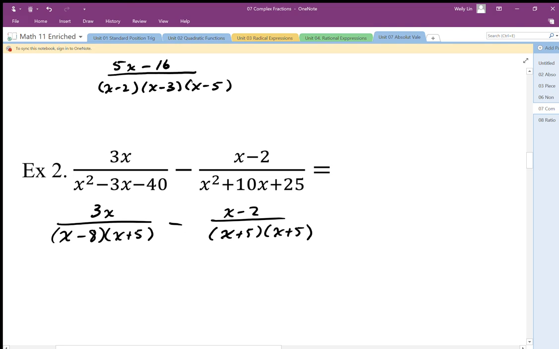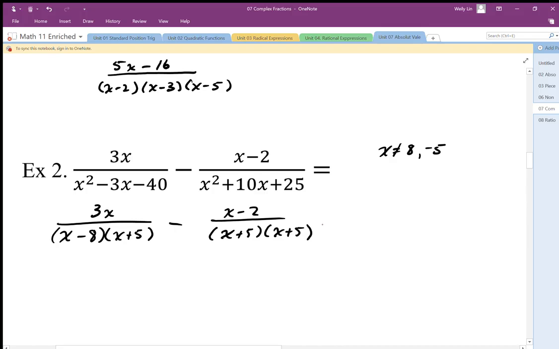Once I've got it factored, I can identify my non-permissible values where I'm dividing by 0. So x cannot be positive 8 and negative 5. Okay, and that's my only restrictions. I should see if I can simplify the fractions. These fractions don't seem to simplify, so I want to now get a common denominator. It's always a good idea to simplify whenever possible.